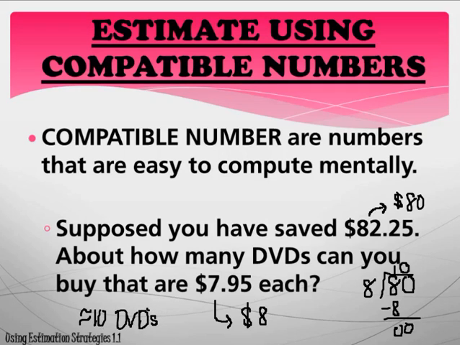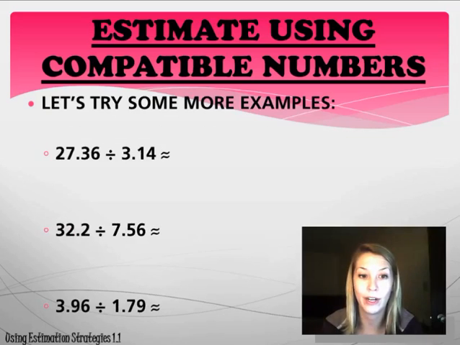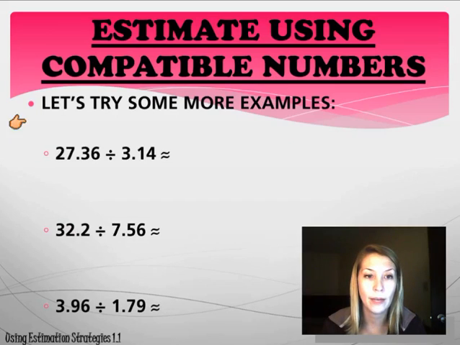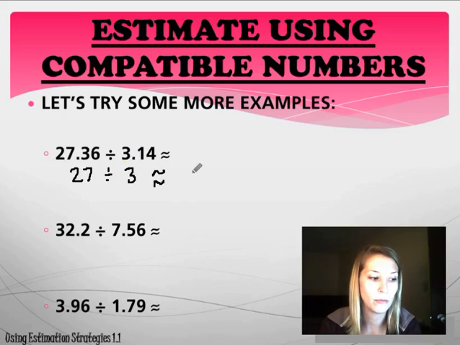Using compatible numbers, let's go ahead and take a look at some more examples together. In our first example, we have 27.36. Let's go ahead and round that down to the whole number of 27. And let's divide that by 3.14. We're going to round that down to 3. So 27 divided by 3 is equal to what, everybody?